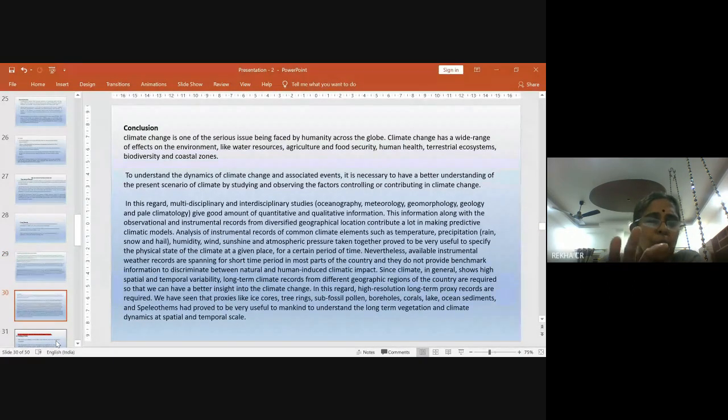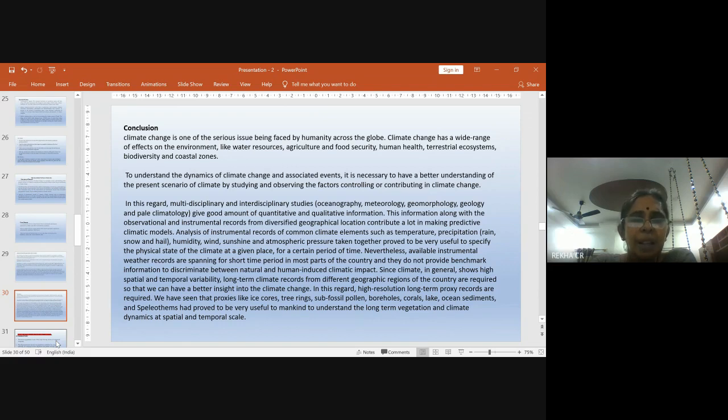So to conclude this unit, climate change is one of the serious issues being faced by humanity across the globe. Climate change has a wide range of effects on the environment, like water sources, agriculture, food security, human health, terrestrial ecosystem, biodiversity, and coastal zones.